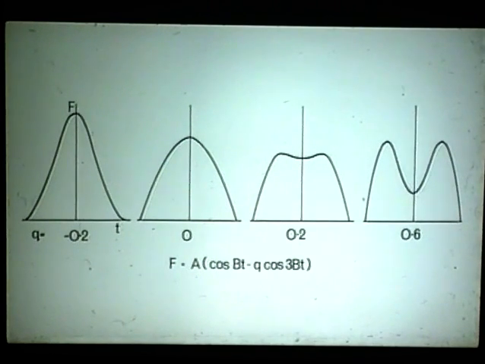If, on the other hand, we give q negative values, then we get a bell-shaped curve, and force patterns of running are rather like that. I'm going to call q the shape factor, and we'll use the duty factor and the shape factor to describe different kinds of walking. We'll make a model walk like that.